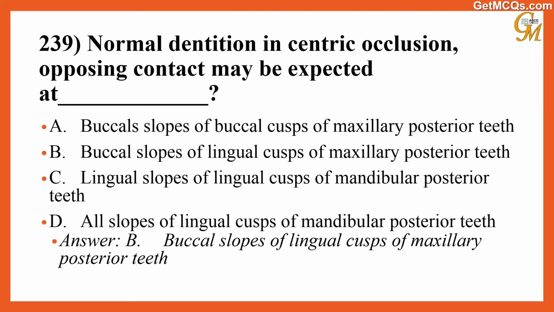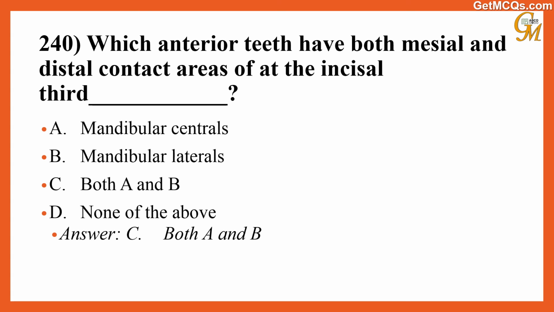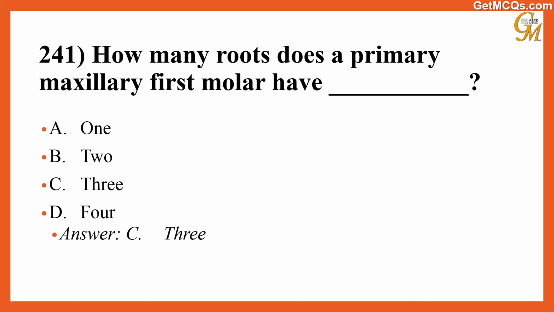239. Normal dentition in centric occlusion, opposing contact may be expected at? Answer: B. Buccal slopes of lingual cusps of maxillary posterior teeth. 240. Which anterior teeth have both mesial and distal contact areas at the incisal third? Answer: C. Both A and B. 241. How many roots does a primary maxillary first molar have? Answer: C. 3.